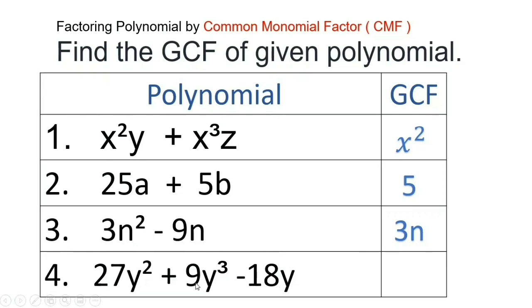Tama, 9. How about dun sa variables naman? Ano yung mas may pinakamababang value ng exponent? Tama, we have y. So, therefore, ang ating GCF ay 9y.